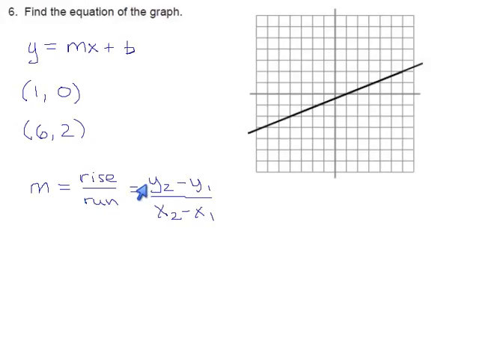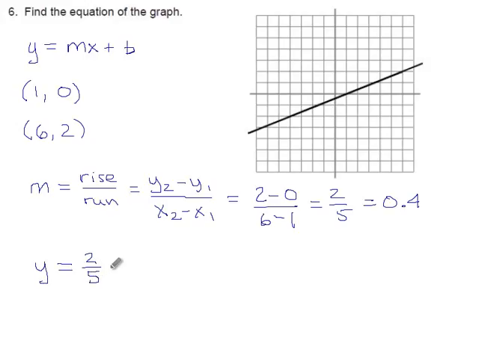This is the difference in the y-coordinates. That's what we call rise. This is the difference in the x-coordinates, which we call run. So if we do that with these 2 points, for the y's we get 2 minus 0 over, and for the run, 6 minus 1 equals 2/5 or 0.4. I'll go with the 2/5 for this, but if you want to work with the decimal, that's fine. So that tells us our slope. That means our line, y equals mx plus b, is actually y equals, we know the slope now.